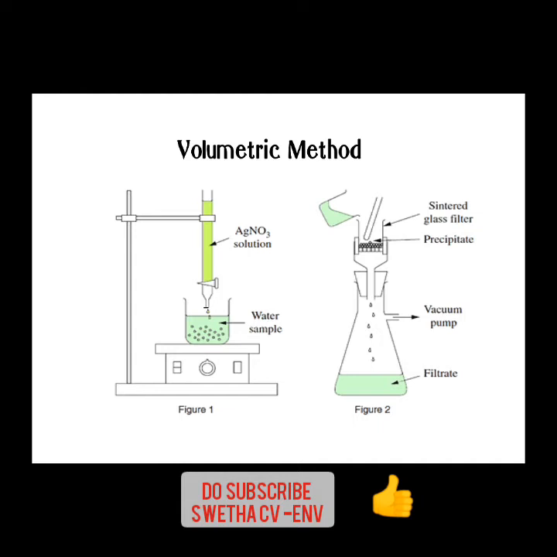In the case of the precipitation method, this drawing resembles it. It is suitable for halogens, where a silver nitrate solution of known strength precipitates the halogens in the form of silver halide, and this is not a very sensitive method. Here silver nitrate solution is added to the water sample.